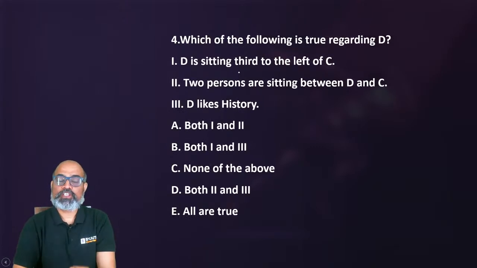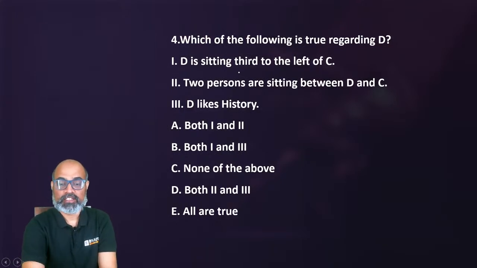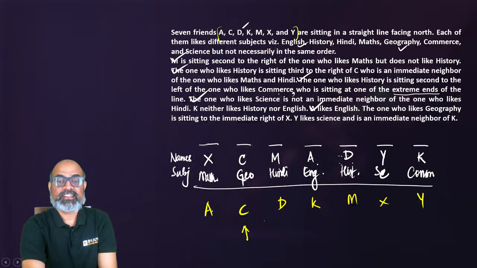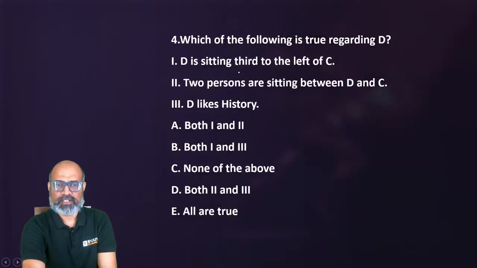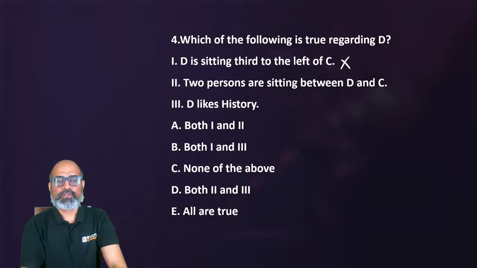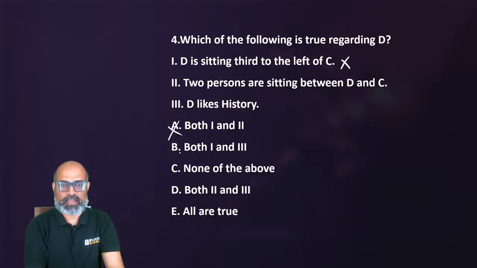Which of the following is true regarding D? So first statement says D sitting third to the left of C. So let's go to D. Is D sitting third to the left of C? No, D is actually sitting third to the right of C, right? So the first one is not true. Since first is not true, so A and B, they both are gone. E is gone. So we have to check between C and D.